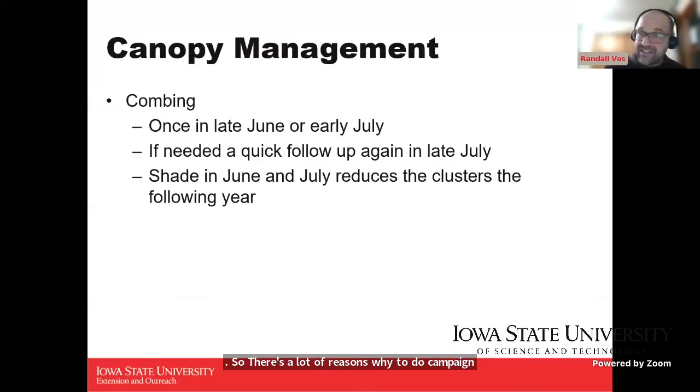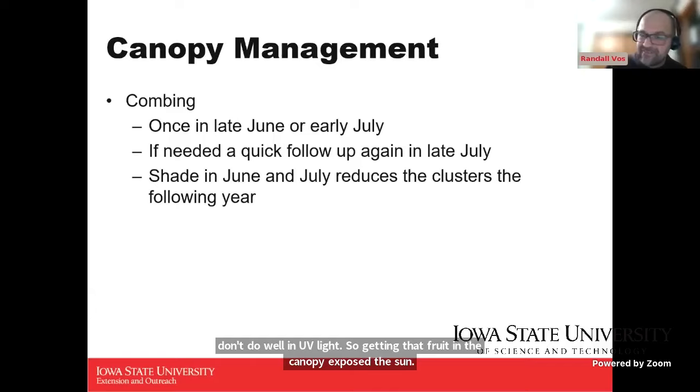Another one is disease. Diseases like powdery mildew love shade. They don't like UV light. They don't do well in UV light. So getting that fruit and the canopy exposed to sun early is going to reap benefits.